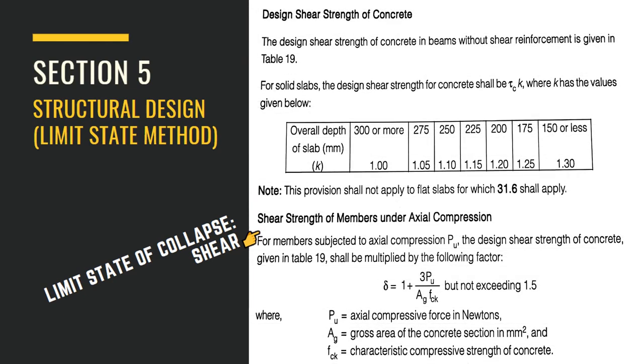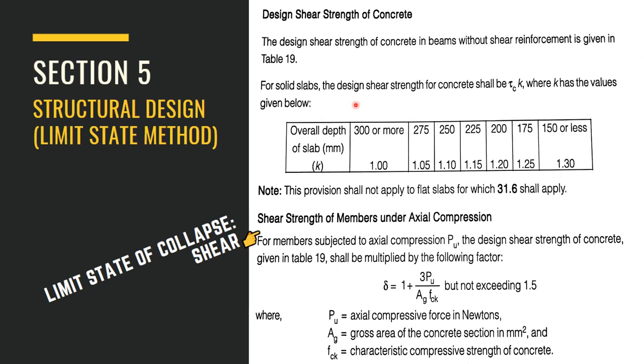Now, design shear strength of concrete. Design shear strength of concrete in beams without shear reinforcement is given in Table 19 of IS 456. For solid slabs, the design shear strength of concrete shall be tau_c times k, where k has the values given below. Actually, this design shear strength is nothing but 0.63 root f_ck. For example, if we are using M20 grade of concrete, 0.63 times root f_ck gives a design shear strength value of about 2.8.